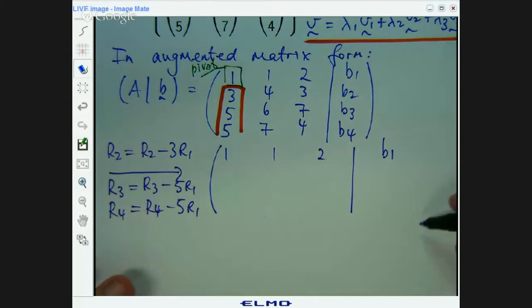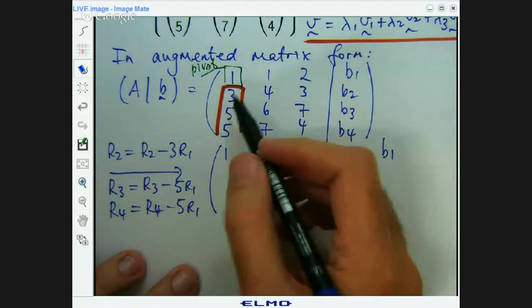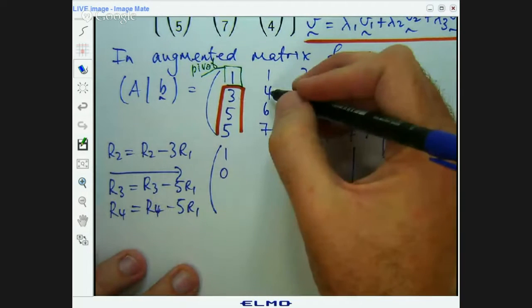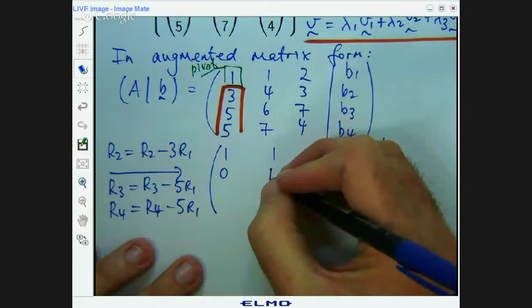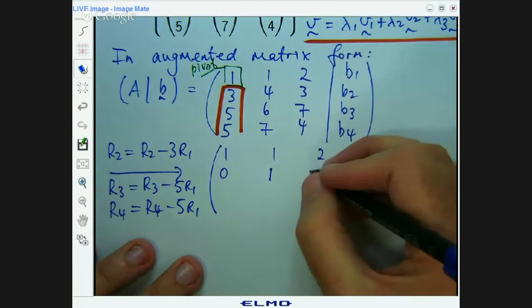All right, I'll draw this in a bit later. So row 2 equals row 2 minus 3 row 1. So that'll be 0. 3 minus 3 times 1. 4 minus 3 times 1, 4 minus 1. 3 minus 3 times 2, 3 minus 6. That's going to be negative 3.